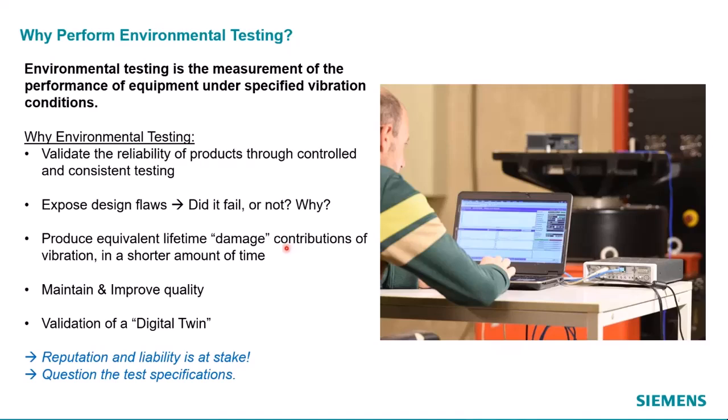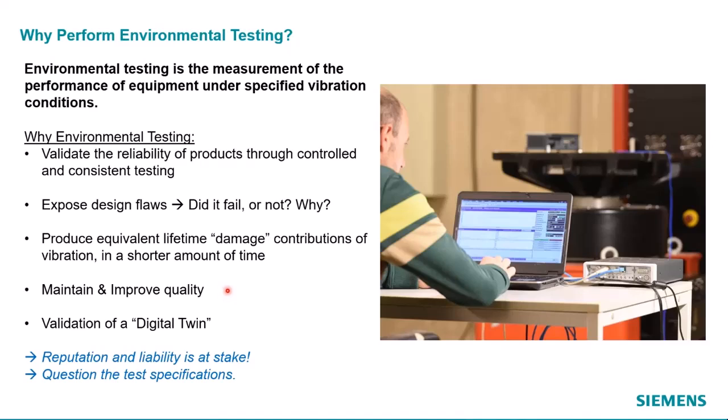We also want to produce some equivalent lifetime damage contribution, and that leads us to the idea that we can actually shorten the amount of time if need be, just based on damage contributions. We can reduce the amount of test time, for example. And we also want to be able to show that we can improve and maintain quality. So we don't want these products failing when they get out into the field.